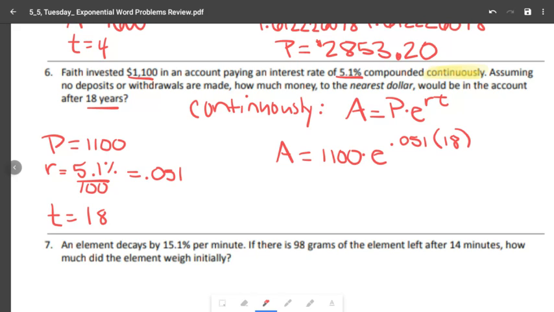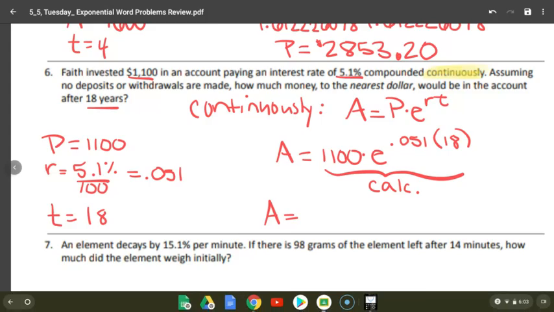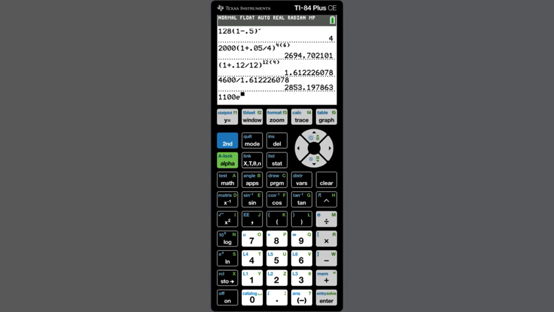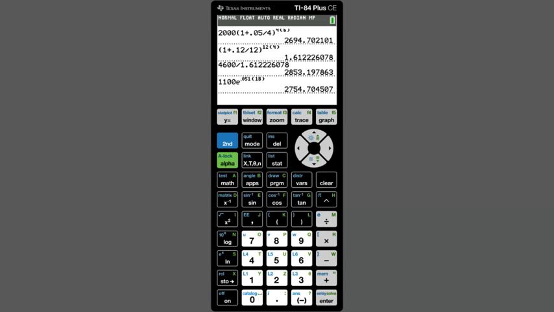E is, remember, a button on the calculator, so you don't have to do anything special with that. So we're going to plug this whole thing in. So we have 1,100. E is second, the blue button. LN, third button up on the bottom left, right next to the 4. And it was 0.051 times 18.